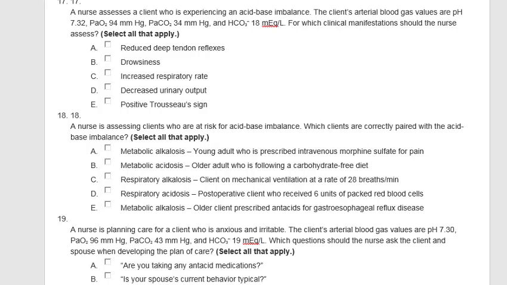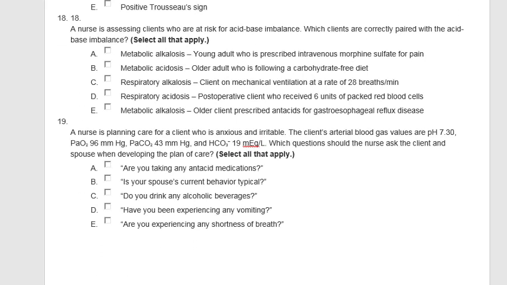And last but not least, we have a nurse planning care for a client who is anxious and irritable. The client's ABG values are a pH of 7.3, which is acidotic, a PaO2 of 96, that's normal, CO2 of 43, 35 to 45 is normal. A bicarb of 19, that's acidotic, the pH is acidotic, we have a metabolic acidosis. Which question should the nurse ask the client and spouse in developing a plan of care?